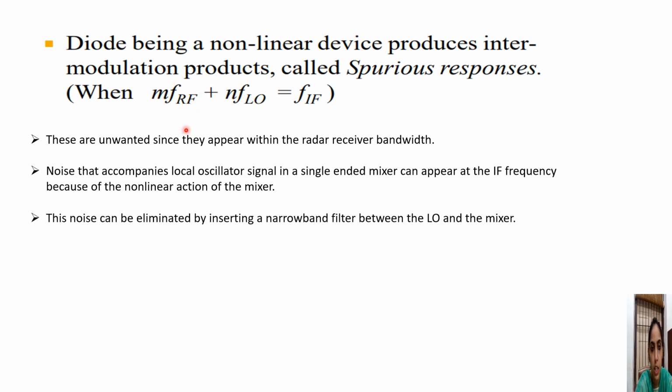So combining this RF echo signal and this local oscillator signal, we may get many types of modulation products. From that we have to select only the desired one, so we may require more and more filters. That is, we have to employ narrowband filters between the local oscillator and the mixer. These types of noise also appear within the radar receiver bandwidth. Noise that accompanies the local oscillator signal in a single-ended mixer can appear at the IF frequency because of the nonlinear action of the mixer.